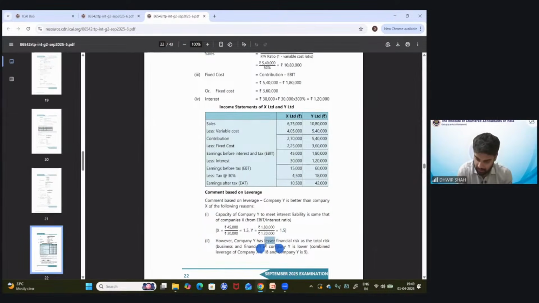See, I think you should ignore this term. Company Y has less total risk compared to X. Combined leverage is 18 for X and combined leverage is 9 for Y. So the total risk is less for company Y as compared to company X. Understood? That's why, as far as leverages are concerned, company Y is better placed, because it has less risk.